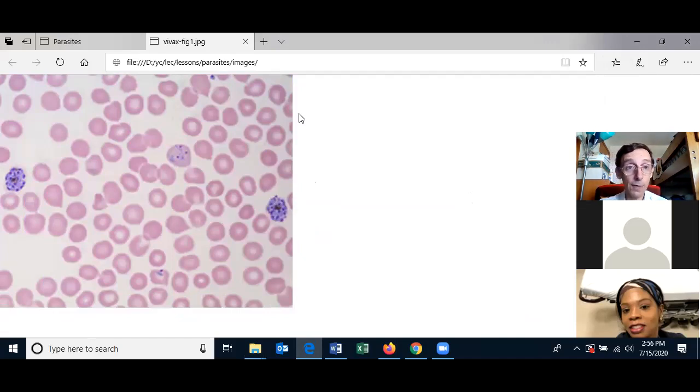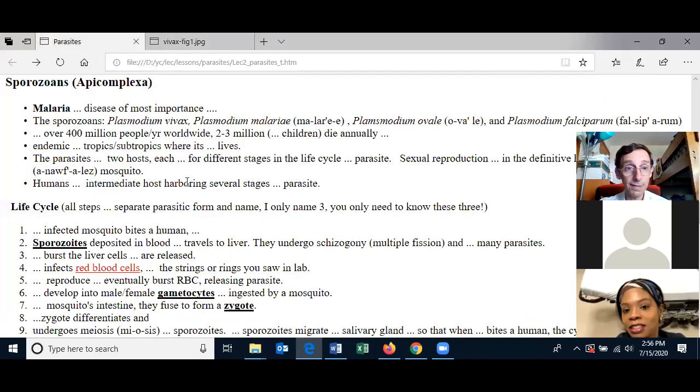And how we got rid of the malaria parasite in the United States was people just started draining the swamps, and then they reduced the number of mosquitoes. And that got rid of malaria in the United States.